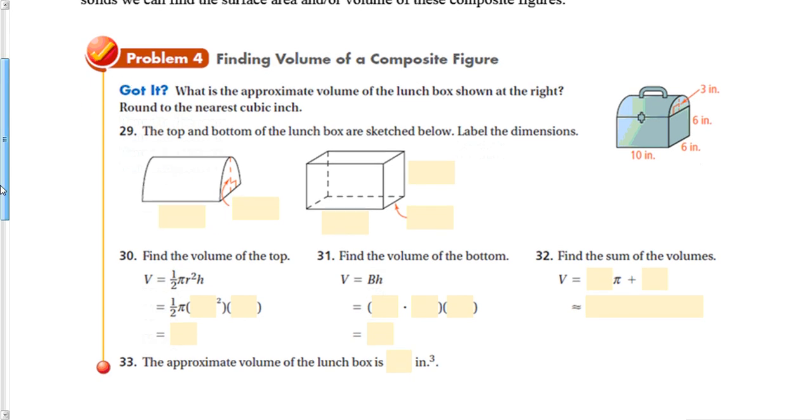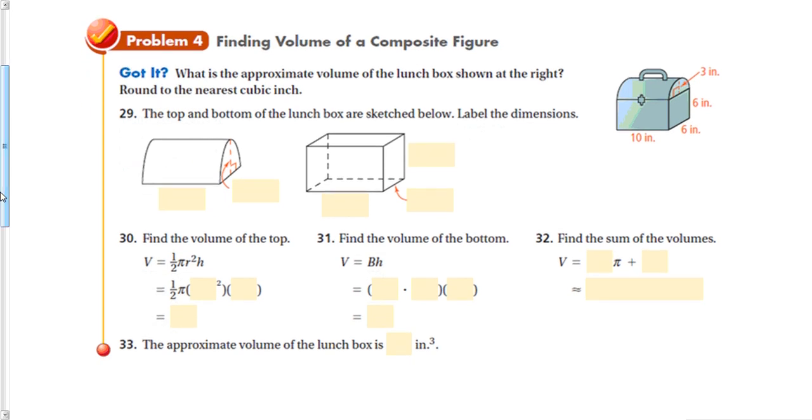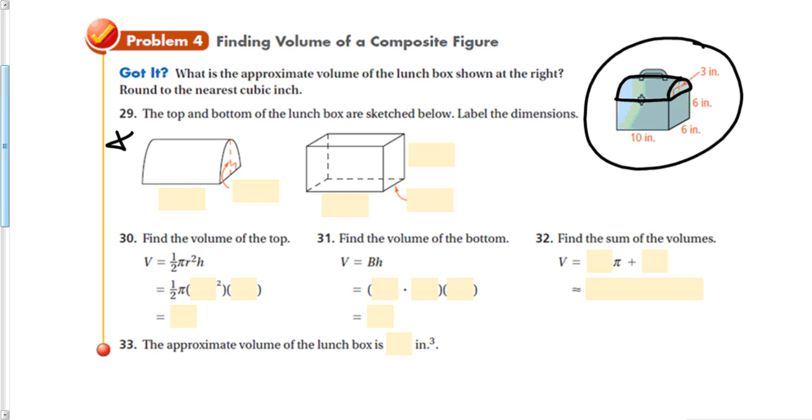Starting with what's labeled as problem 4, we have this lunchbox type solid at the right, and we're trying to approximate the volume of this lunchbox. It's broken down into its two shapes. The top shape right here is the cylinder. It's actually half of a cylinder, and that's drawn right here. So we need to label what we can about the cylinder.